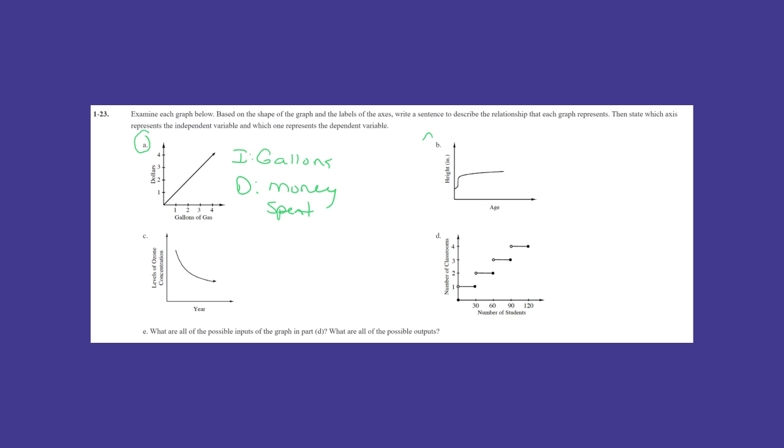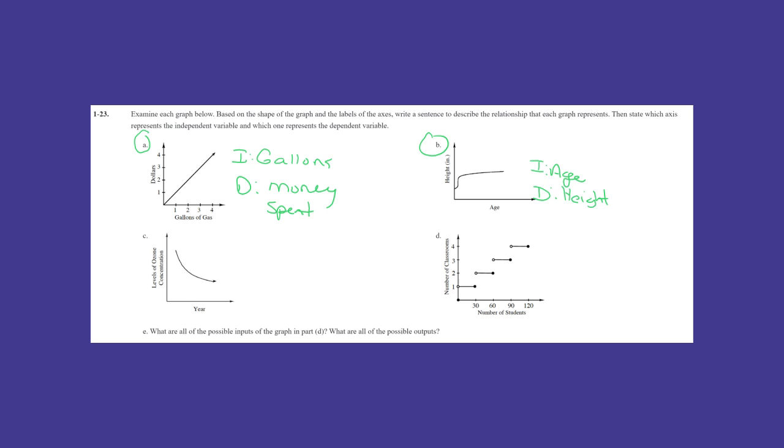On B, this one looks like the people grow a lot when they're younger, and then they kind of plateau a little bit. So age is independent. Just going to write I, and then dependent is actually your height. Because you're obviously not going to be 5'2" at the age of 1. At least we would hope not.